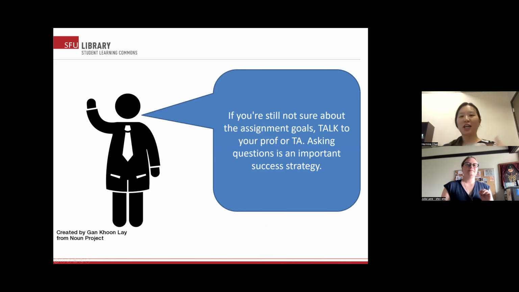So Julia mentioned that there are 3 different places that you could go look for help. So yes, talking to your professor and your TA is really important, because they're the best people who would understand the assignment instructions and the requirements, and they're also experts in the content. So go talk to them. They're usually really nice people and they welcome questions. So don't be scared. They're here to help you.